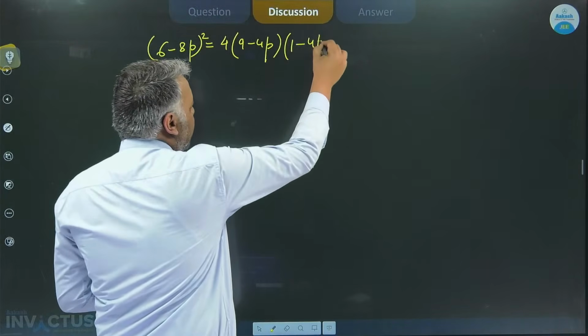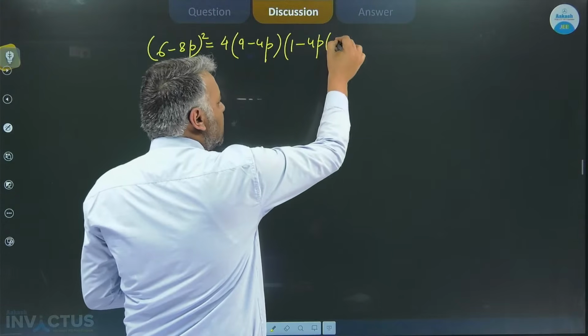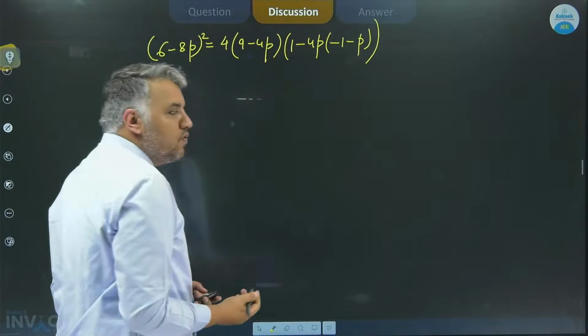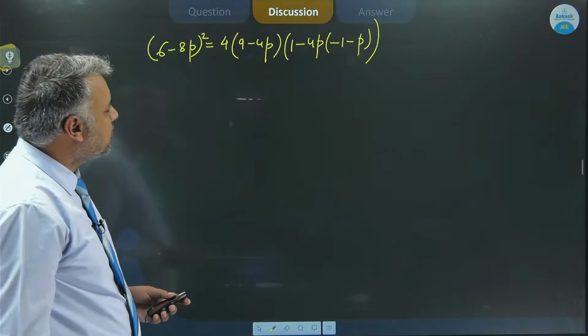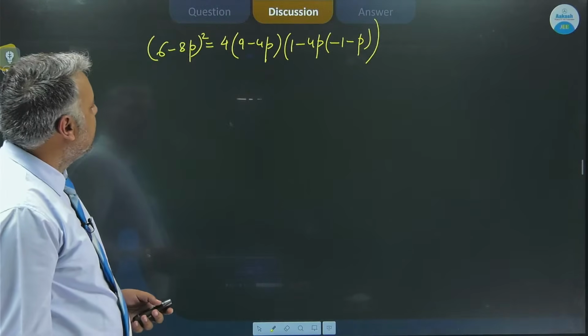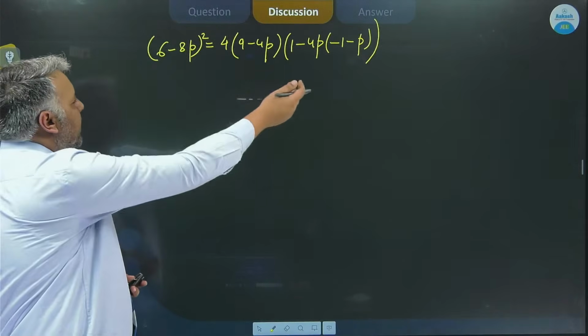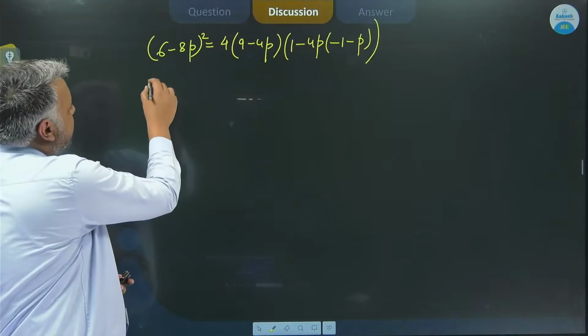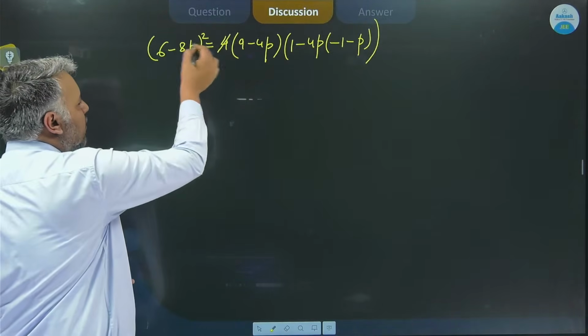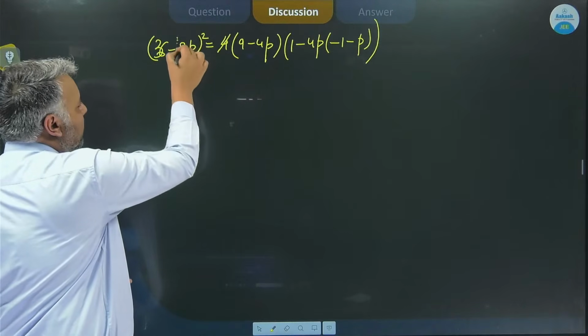1 minus 4p. What is q? Q is minus 1 minus p, because p plus q was minus 1. So we can write the value of q. So this is completely expressed in p. So I think we can take a 2 common, which will cancel out this 4. So here it will be 3, here it will be 4.